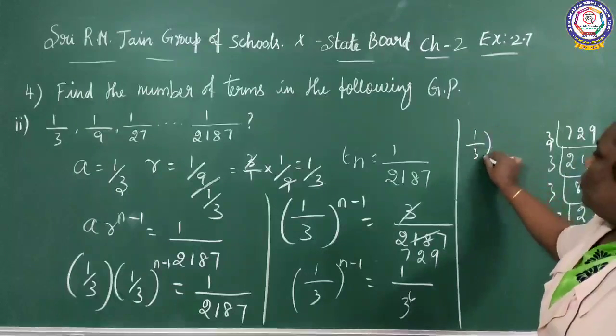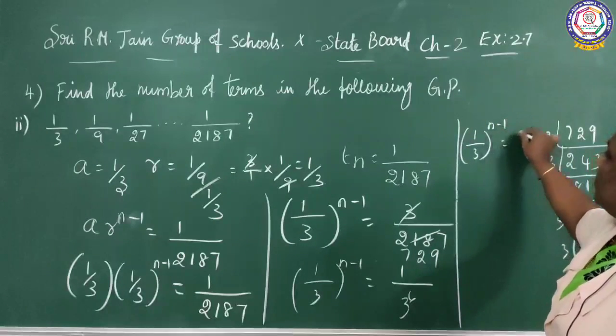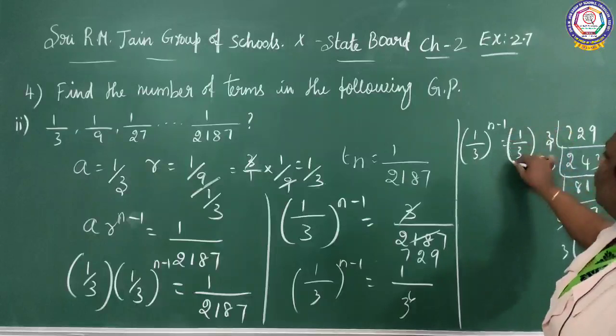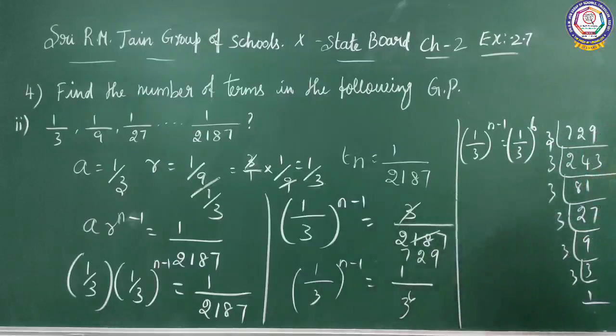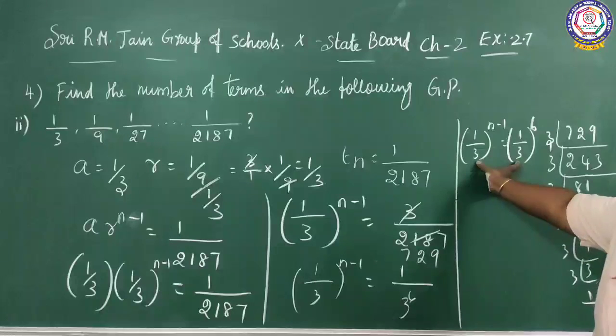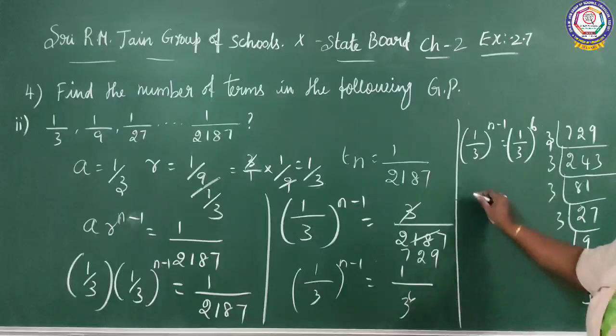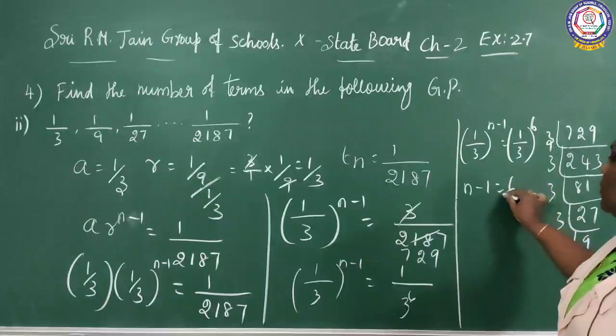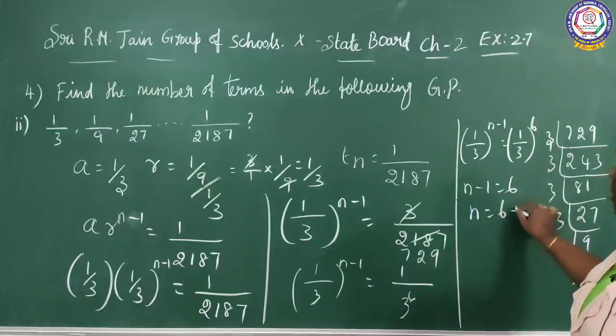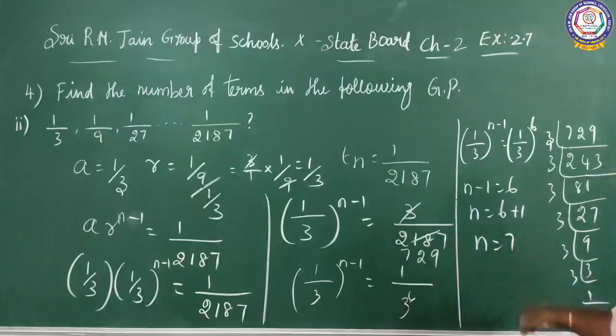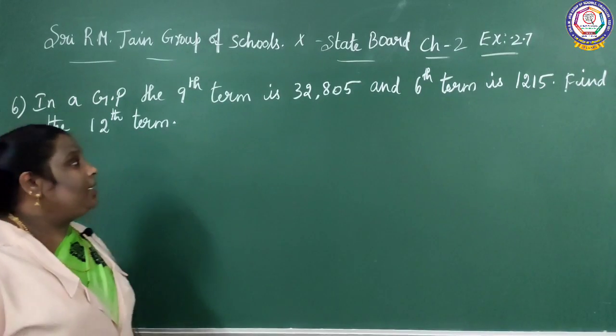1 by 3 whole power n minus 1 equal to 1 by 3 the whole power 6, because 1 power 6 is 6 only. If the bases are the same, we can equate the powers. So n minus 1 equal to 6. What is the n value? N equal to 7.